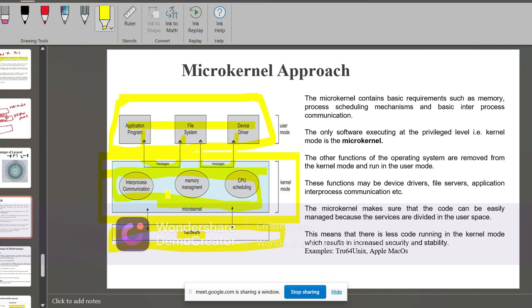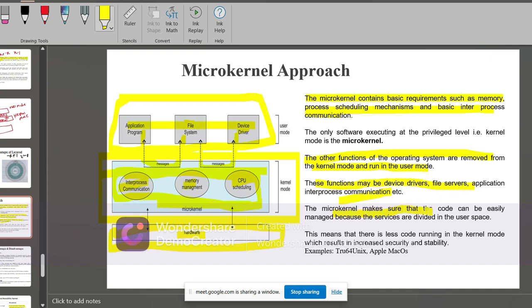What are the things that can be performed in kernel mode? Interface communication, memory management, and CPU scheduling. So we can say that the kernel contains basic requirements such as scheduling. All this can be performed in a microkernel. The other functions of the OS are removed from the kernel mode and run in the user mode. Other functions like file system and device driver. These are the tasks that can be performed in user mode.